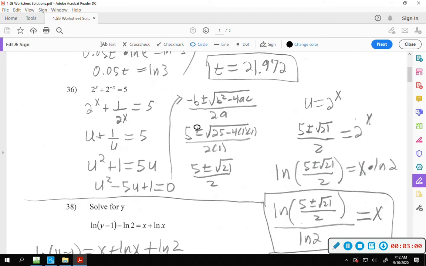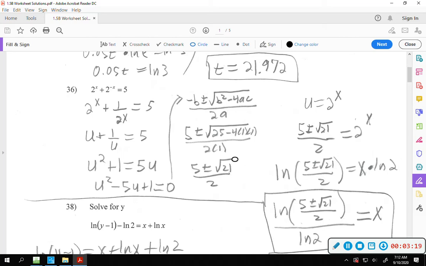But here it is. Opposite of b plus or minus the square root of b squared minus 4ac all over 2a. I'm showing all of those values coming in. A is 1, b is -5, c is +1. There it is. 25 minus 4 is 21. These are my 2 solutions.